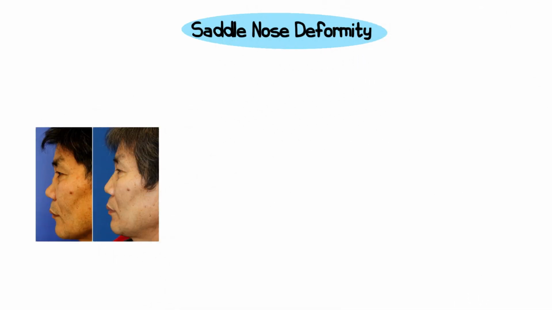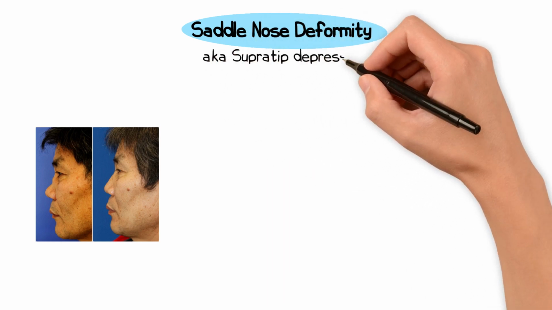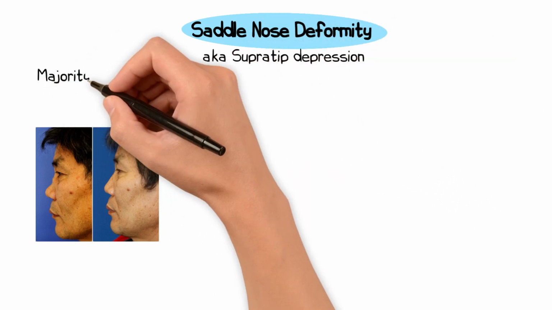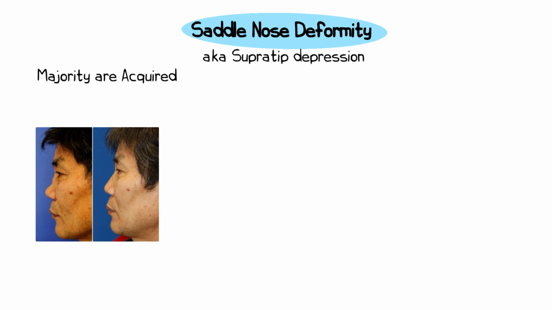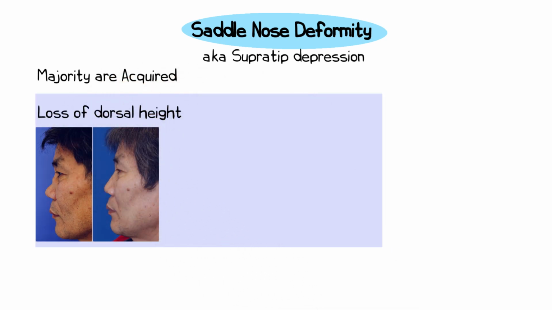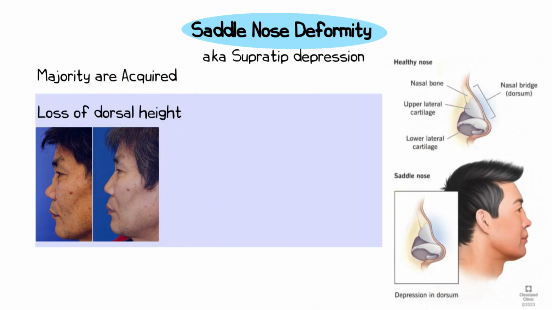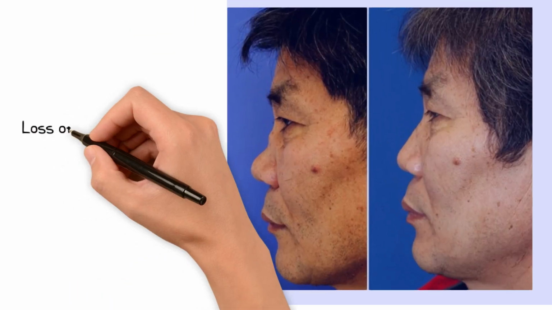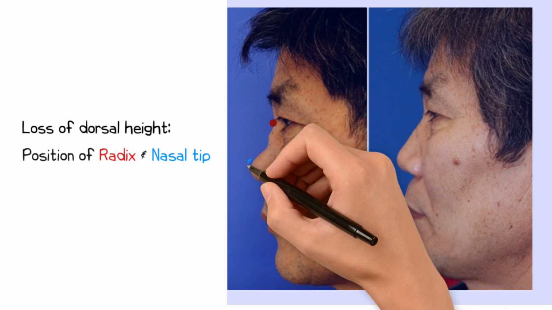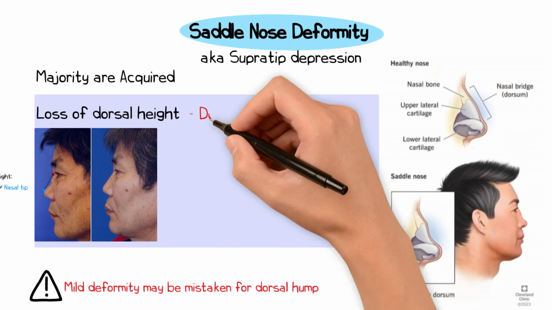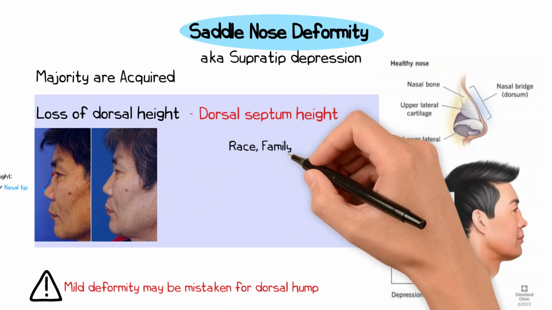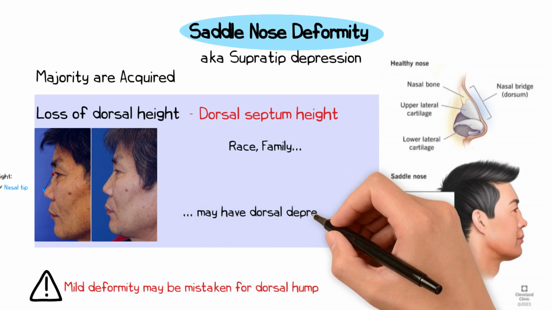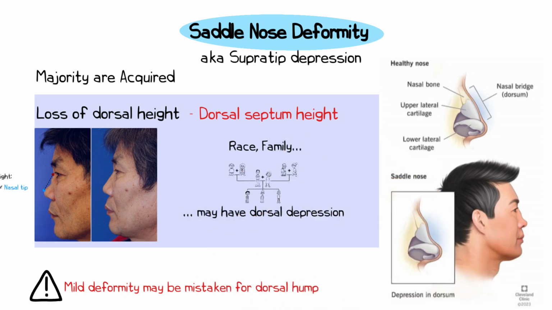What are the common causes of a saddle nose deformity? A saddle nose is otherwise referred to as a supratip depression. For the majority of patients, this is an acquired condition and is characterized by the loss of dorsal height. To some less experienced colleagues, a milder saddle nose can often be mistaken for a dorsal hump, so it is important to look at the position of the radix and the nasal tip and the height of the dorsal septum first. It is worth noting that in some races and in some families there is a degree of dorsal depression.